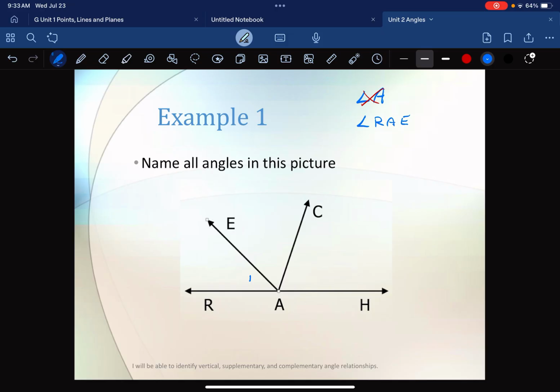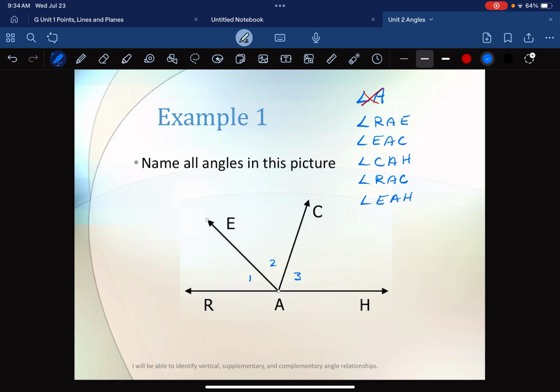Let's see if you can find another one there. This is angle 2, and EAC. And you got angle 3 over here. I'll call that CAH. So I'm just trying to organize myself here. Now, those are the 3 small angles in the picture, but what happens when I start putting some of those together? Angle 1 and angle 2 together make angle RAC. Okay, so there's a 4th angle. And then angle 2 and angle 3 together make angle EAH.